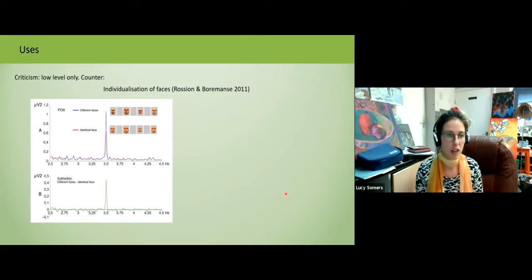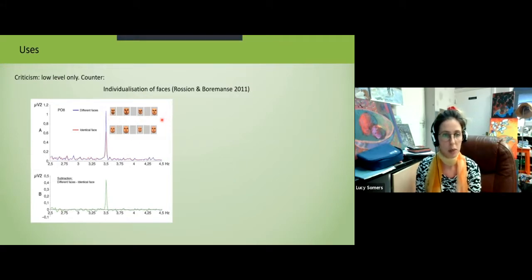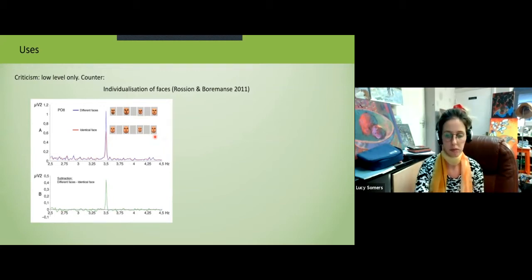So here, Rossion uses SSVEPs to identify the difference between face processing and individual identity recognition. So here you can see one run of stimuli featuring different faces elicits one amplitude with a different amplitude when the same face is presented over and over again, representing a sort of recognition suppression.